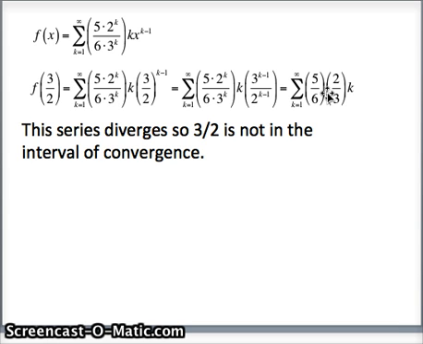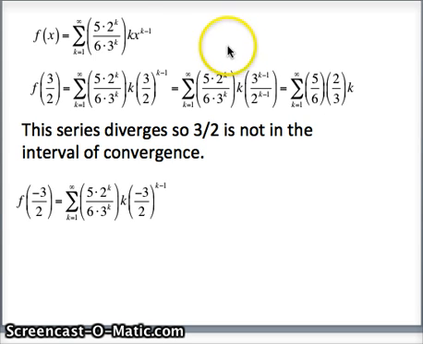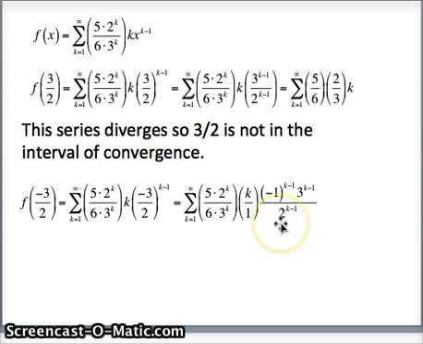Let's take a look at -3/2. So if I want f of -3/2, I'll replace this x with -3/2. So 5 times 2 to the k, 6 times 3 to the k times -3/2 to the k minus 1. Whenever we raise a negative number to an exponent, I like to break that up into -1 to that exponent times the number times 3 to that exponent. Because once we're there, now we can do our division. 3 to the k minus 1 over 3 to the k, I'll have one more 3 downstairs. 2 to the k over 2 to the k minus 1, one more 2 upstairs.